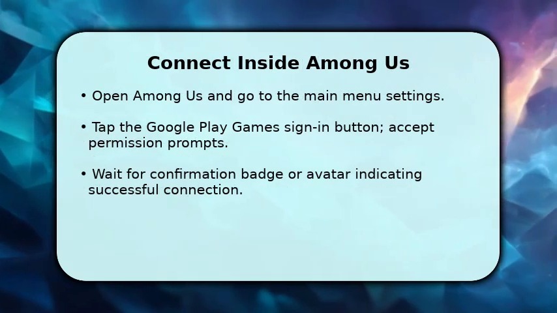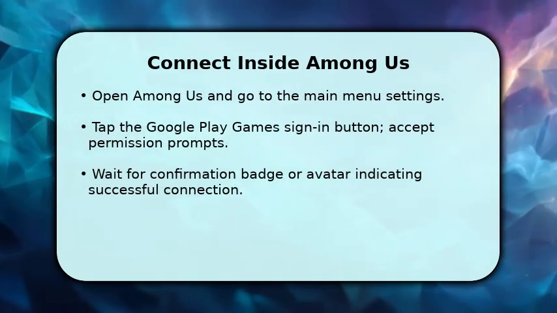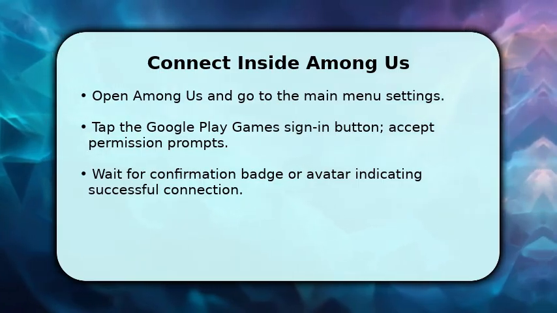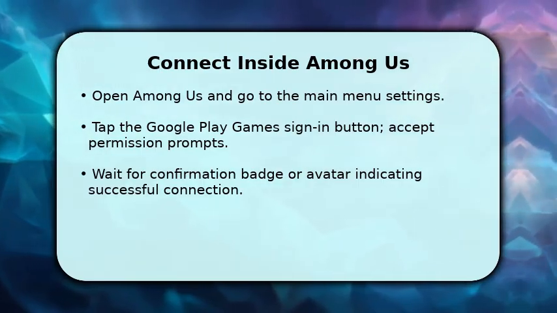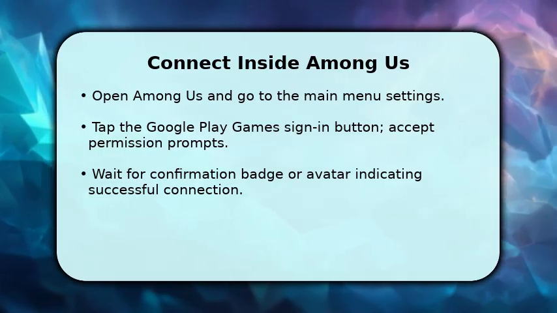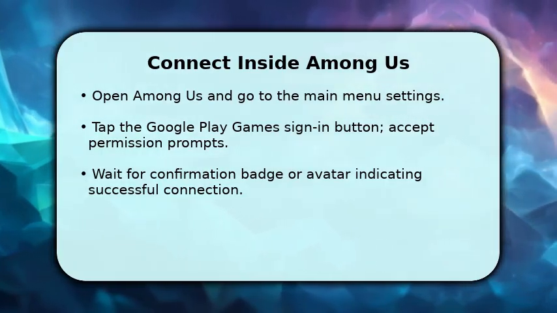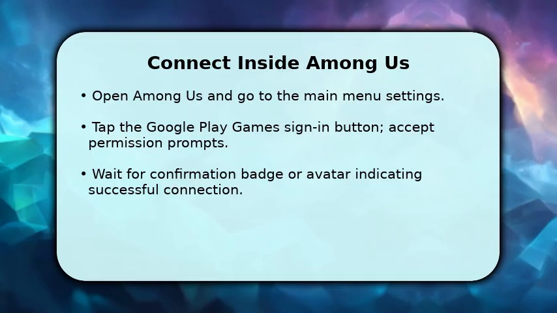You now connect from inside Among Us. Open Settings from the main menu and locate the Google Play Games sign-in button. It's usually a small trophy or account icon. Tap it, then accept the permission dialogues that request access to your Play Games profile. This authorizes achievements and cloud saves.